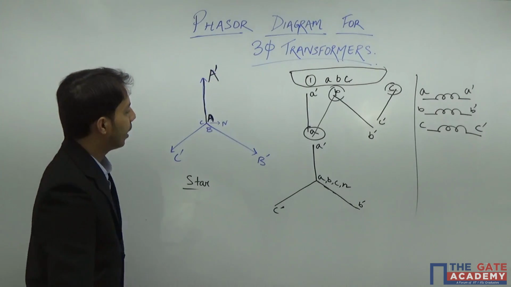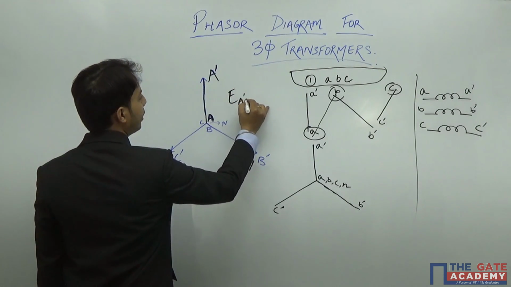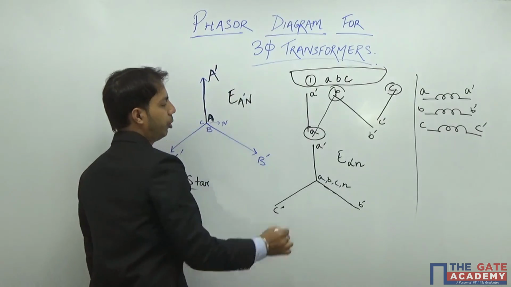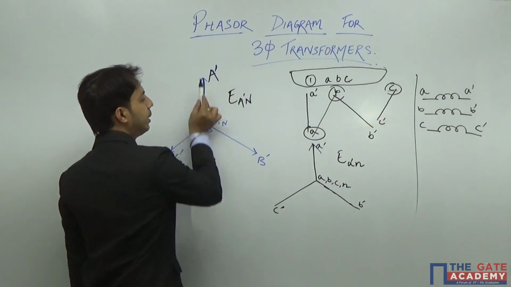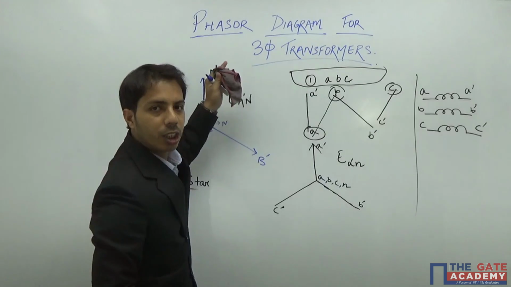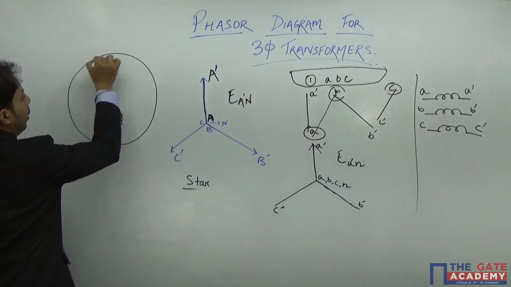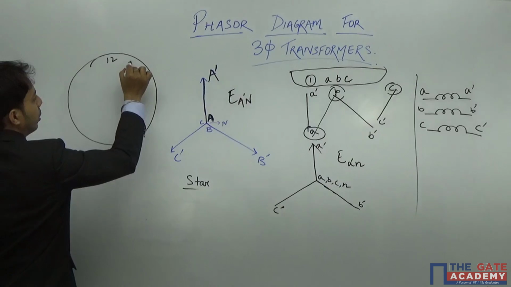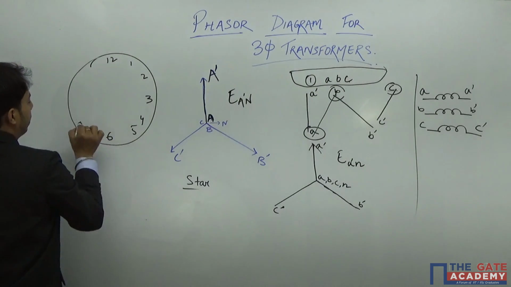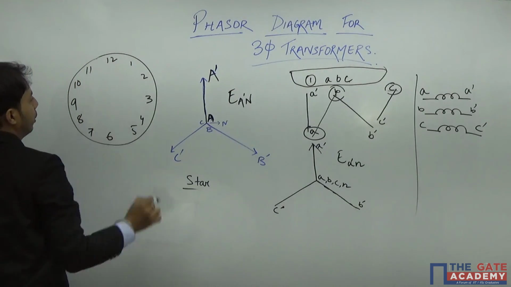Now you see, what is the phase of E A dash N and E A N? So you see, both of them are in the same direction. Since both of them are in the same direction, that is vertically upwards, we can see it in a clock also. Let us say this is a clock, and this is 12 o'clock, this is 1, this is 2, this is 3, this is 4, 5, 6, 7, 8, 9, 10, 11. So this is my clock.